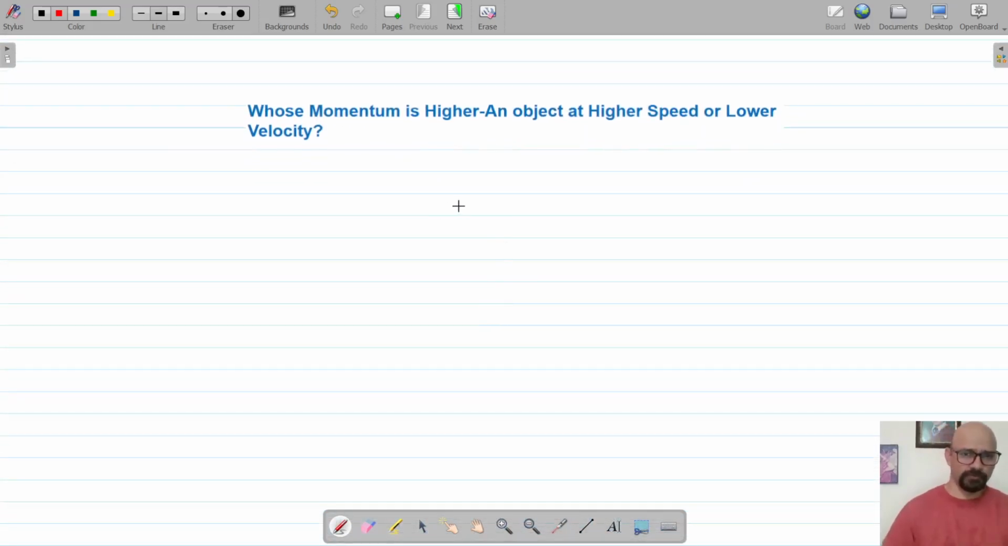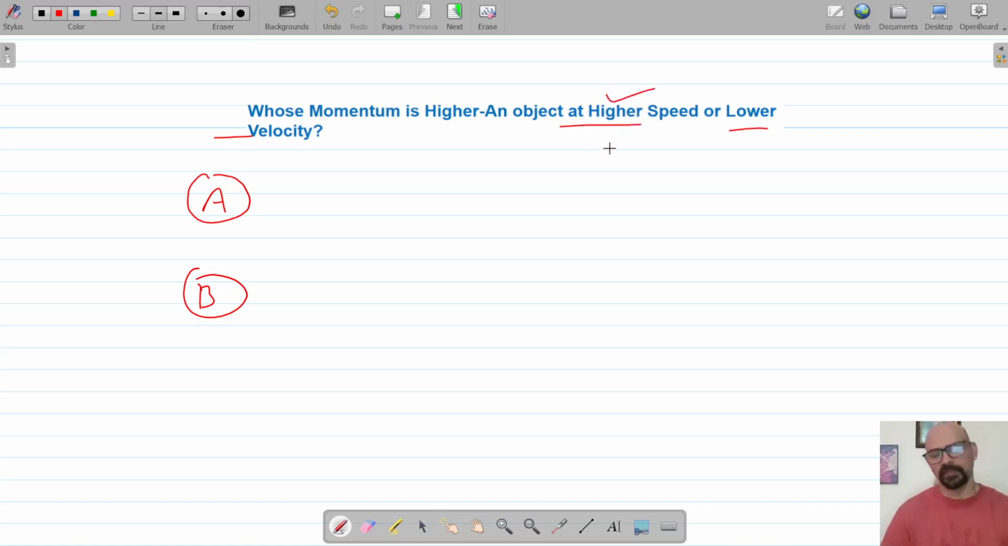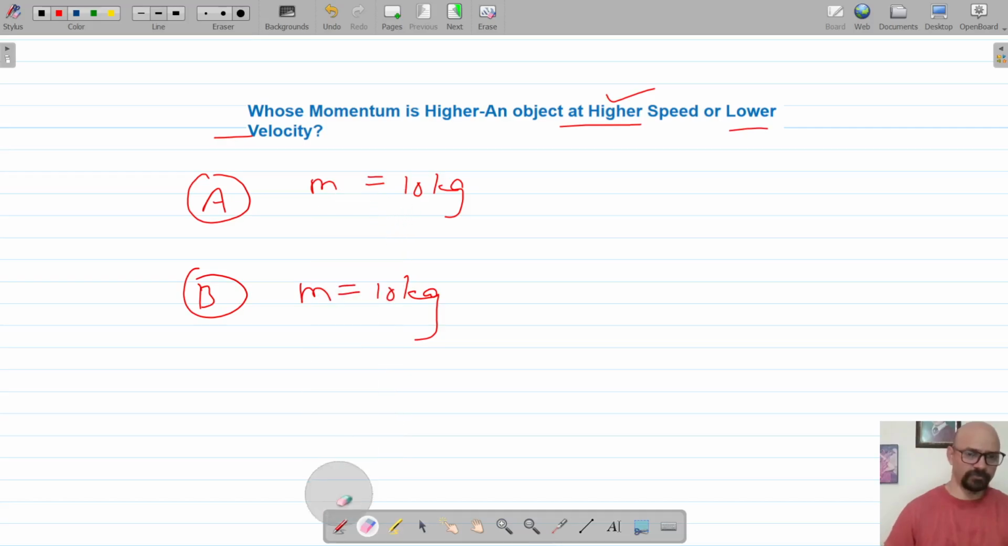Okay, so whose momentum is higher, an object at higher speed or lower speed? So in this case, let's consider the same example. Let's say this is object A, this is object B. Now we have to vary the speed. So let's say the mass of both these objects is 10 kg. So mass is same, so I'm going to keep it as m. Now the velocity of the first object is, let's say, 10 meter per second, and the velocity of the second object is, let's say, 20 meter per second.